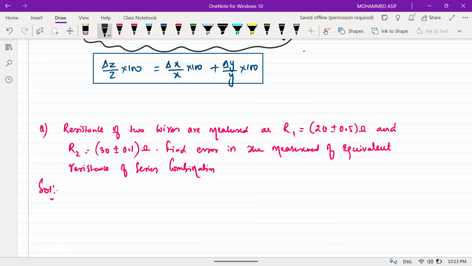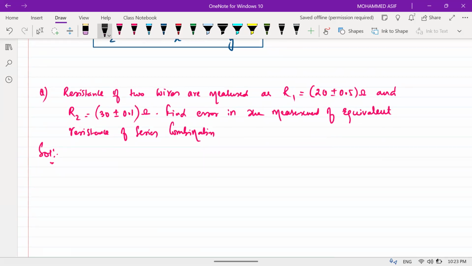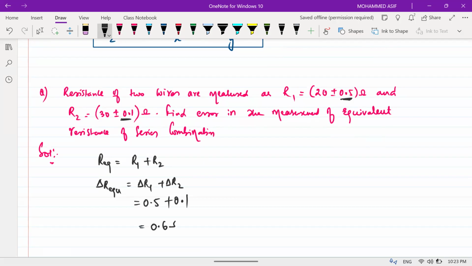We got the resistance. When two resistors are in series, what is R equivalent, anyone? R equivalent is equal to R1 plus your R2. That means addition. That means delta R equivalent will be equal to delta R1 plus delta R2. Directly errors can be added. So delta R1 is how much, beta? This is your delta R1. That is nothing but 0.5 plus error in the second one is how much for me? 0.1. 0.5 plus 0.1. The answer will be equal to 0.6 ohms. This will be the answer.